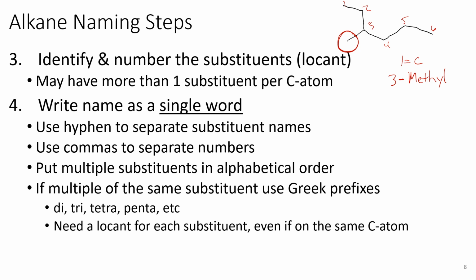If I have a tetramethyl, I need to have 4 locants, 4 numbers in front of it to tell you where they are, even if they're on the same carbon atoms. We do not use those prefixes for alphabetizing. So if I have a dimethyl, I'm still going to alphabetize by the M, not the D. So we will not use those Greek prefixes in alphabetizing. They're just there to tell us how many.